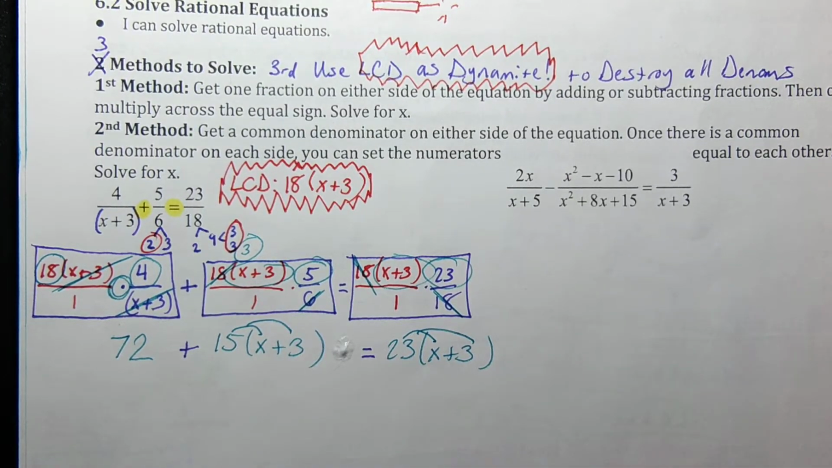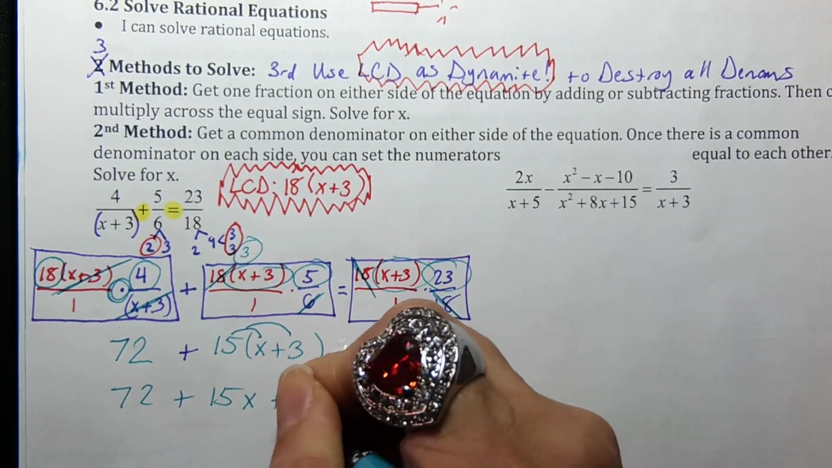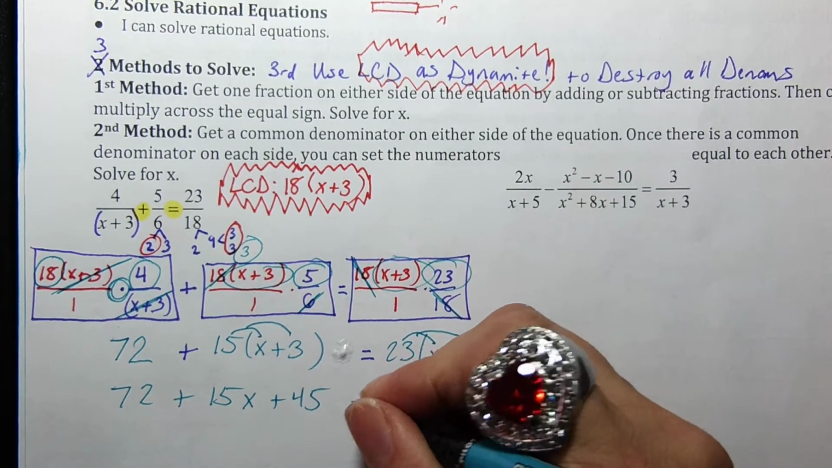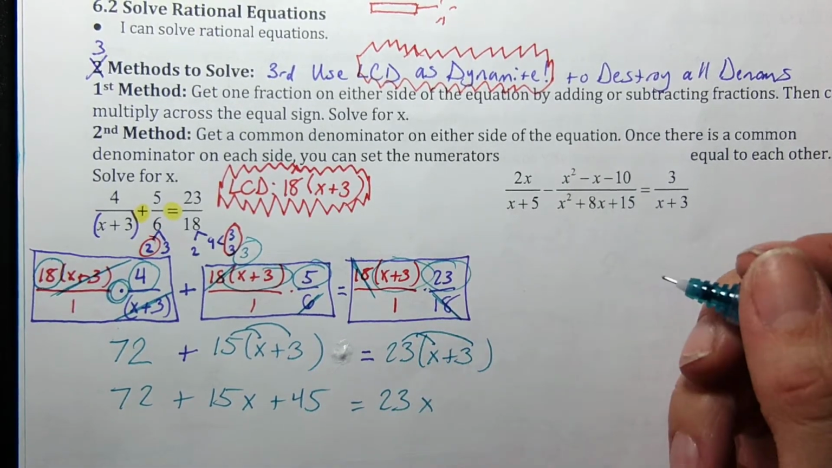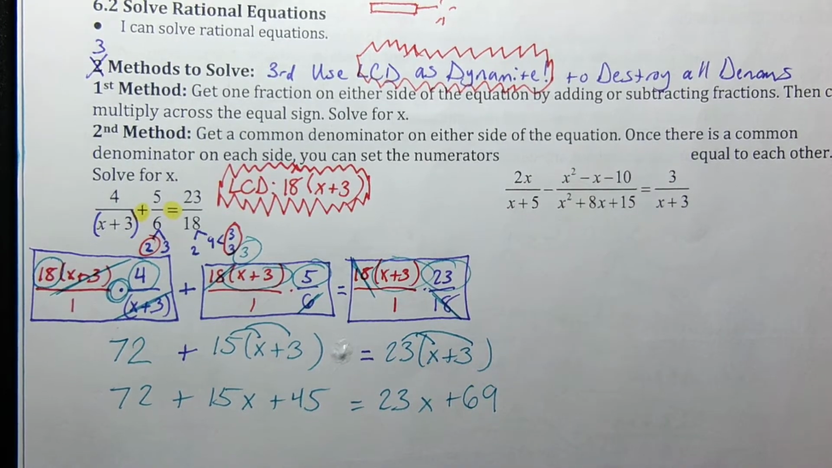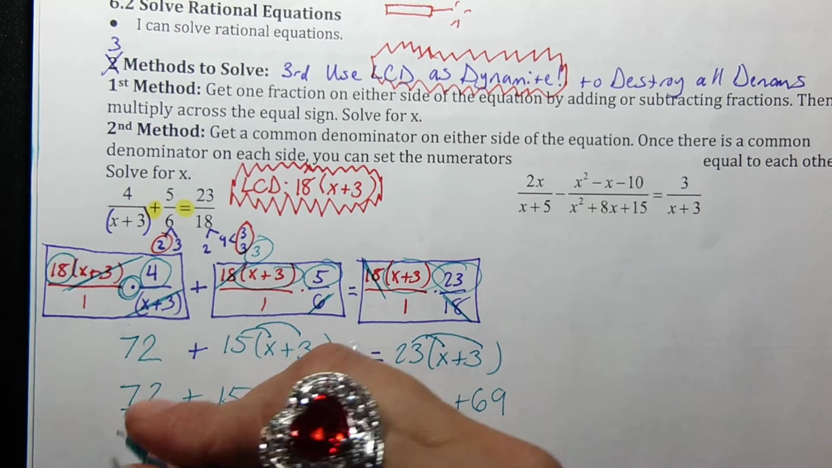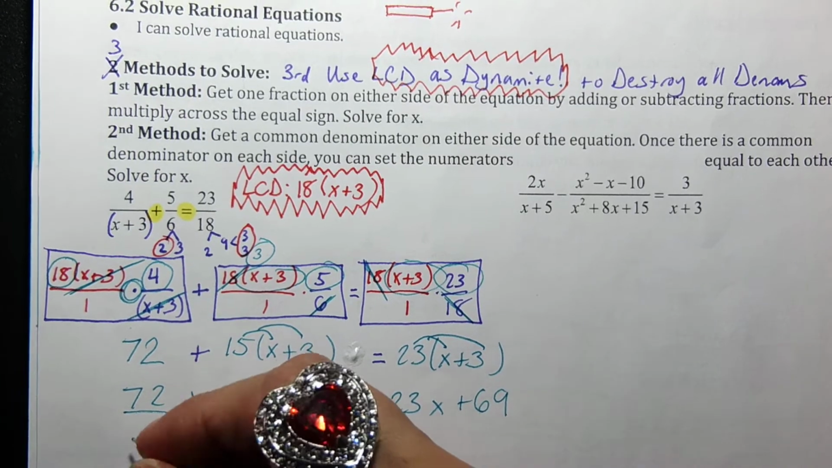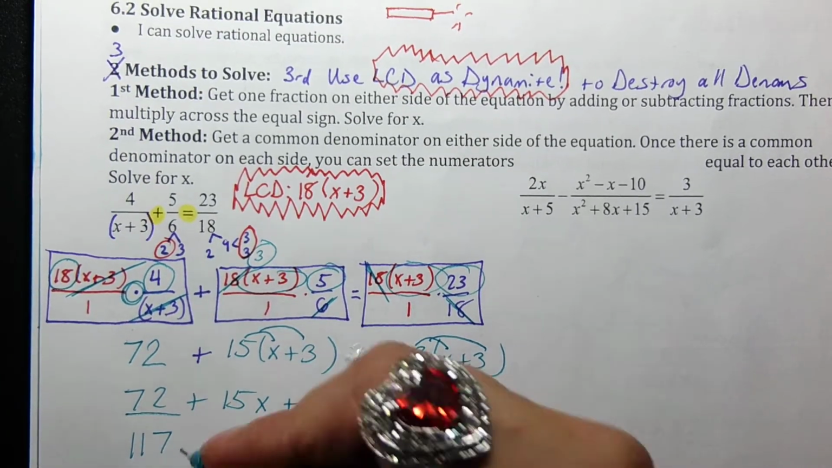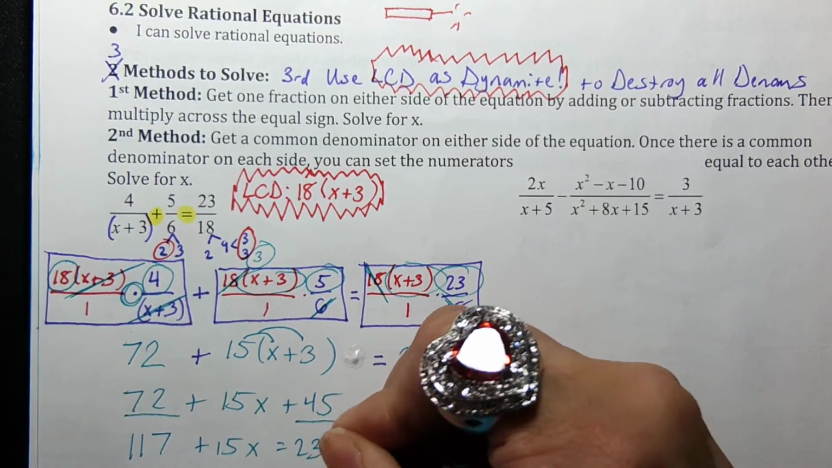I'm going to save us a little bit of time here and let you know that 15x plus 45, 23 times x is 23x, and 23 times 3 is 69. Nice. What would I do next to this problem? We're going to combine our like terms. And we get 117 plus 15x equals 23x plus 69.